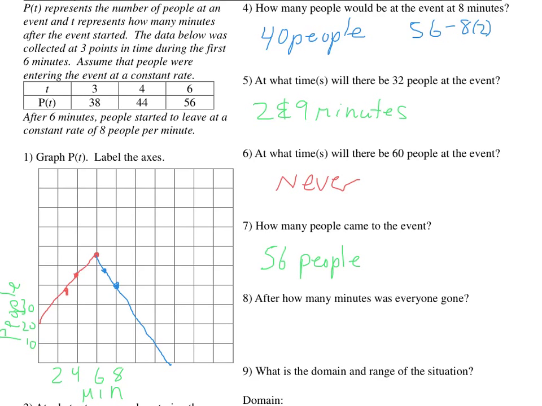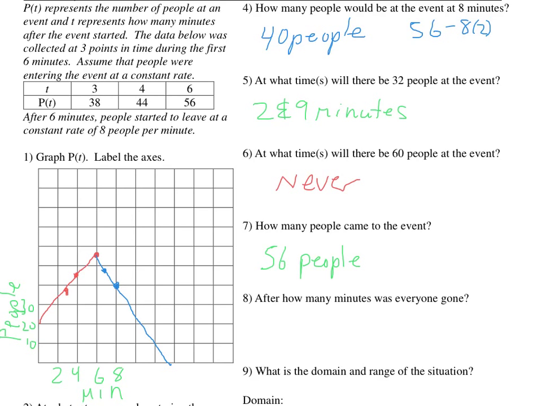Next question, after how many minutes was everyone gone? All right, everyone gone would be 0 people. So whatever this is. Now I've got to make sure my graph is accurate to find that. By looking at it, it's hitting about, that'd be 10, 12, 14, somewhere between 10 and 14. So we've got to think exactly where that is. So let's find it exactly.